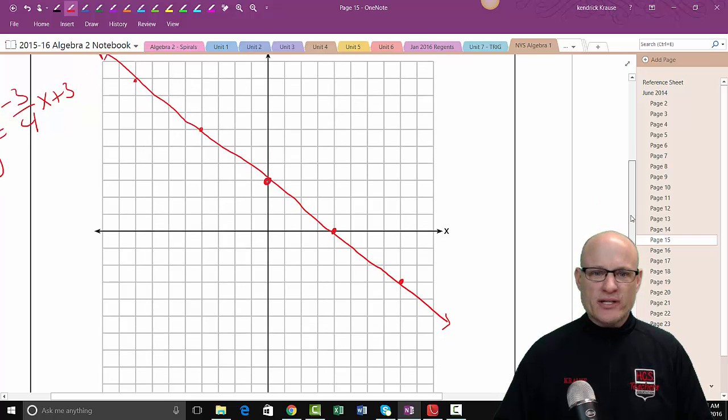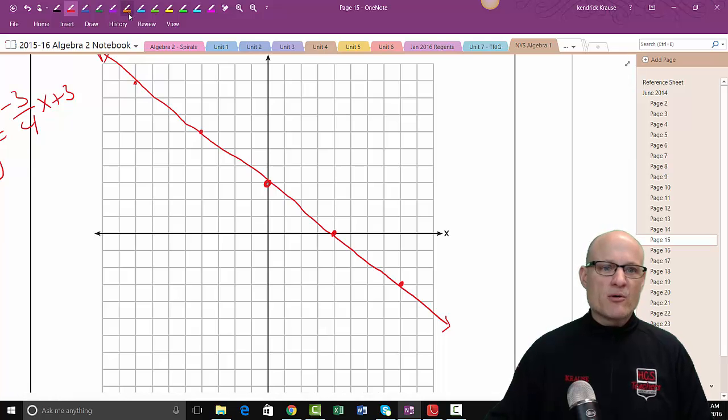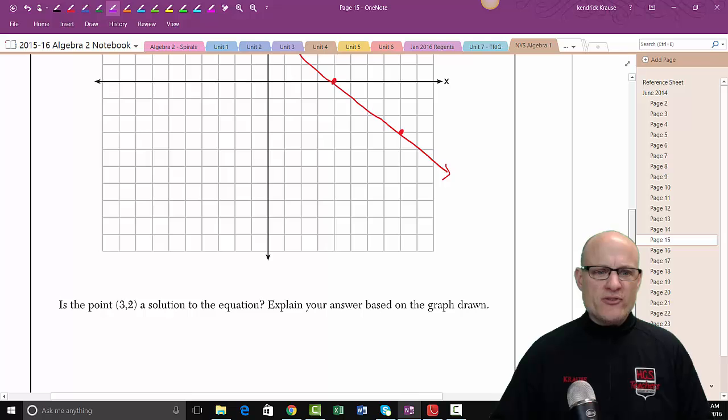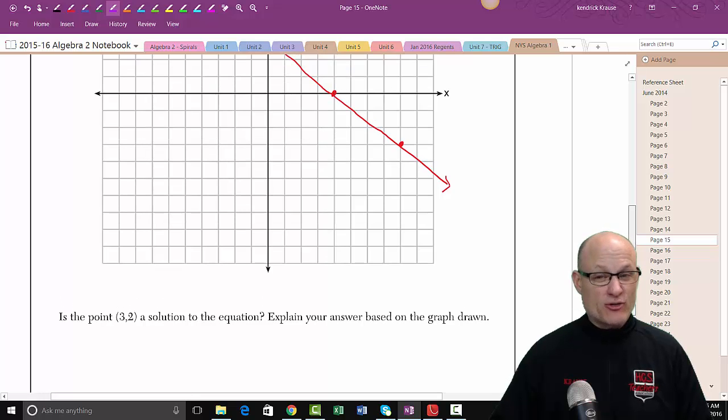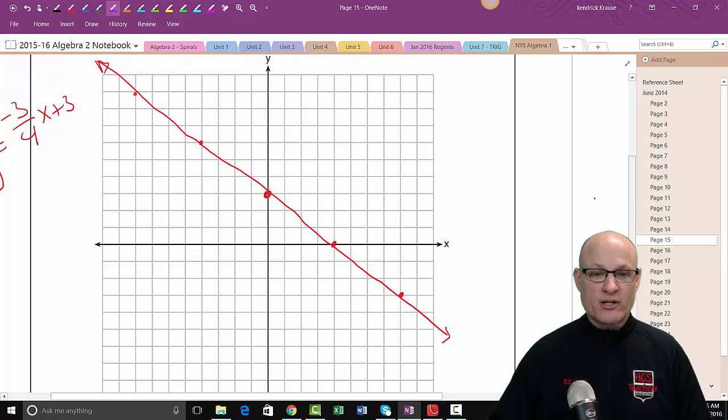There's a little more piece to it. That's the easy part so far. Then I want to take, and we'll graph a purple point, and it says, is the point 3, 2 a solution of the equation? Explain your answer based on the graph drawn. That means you can't plug it in and show it algebraically. You have to base it on the graph shown. So 1, 2, 3, 2.